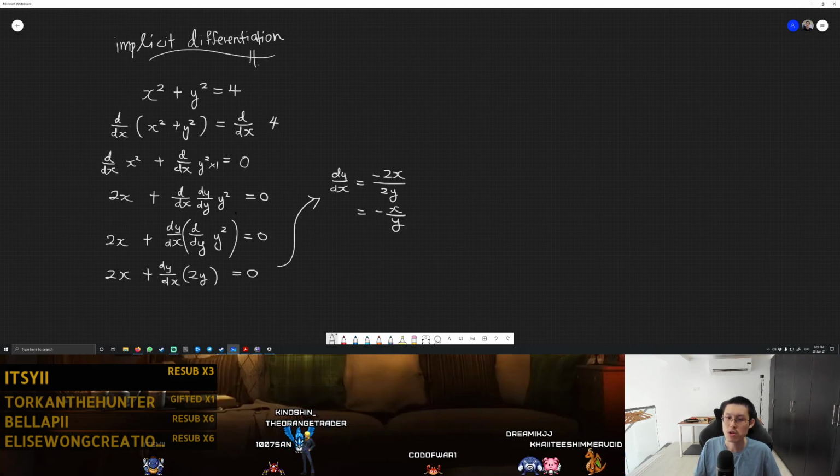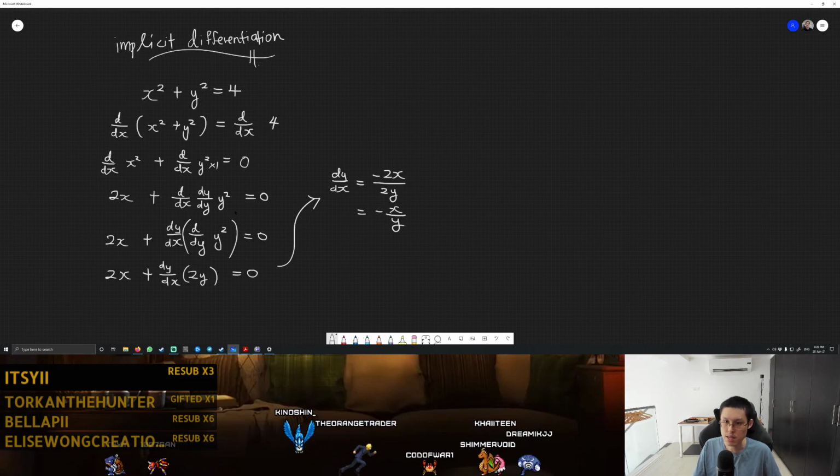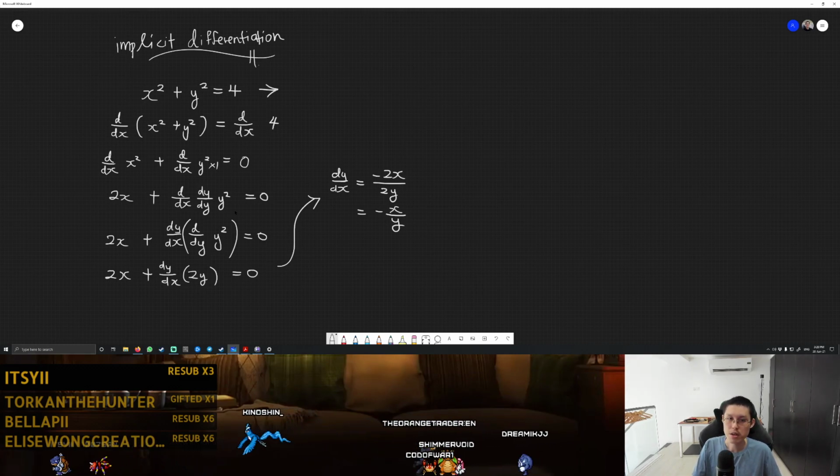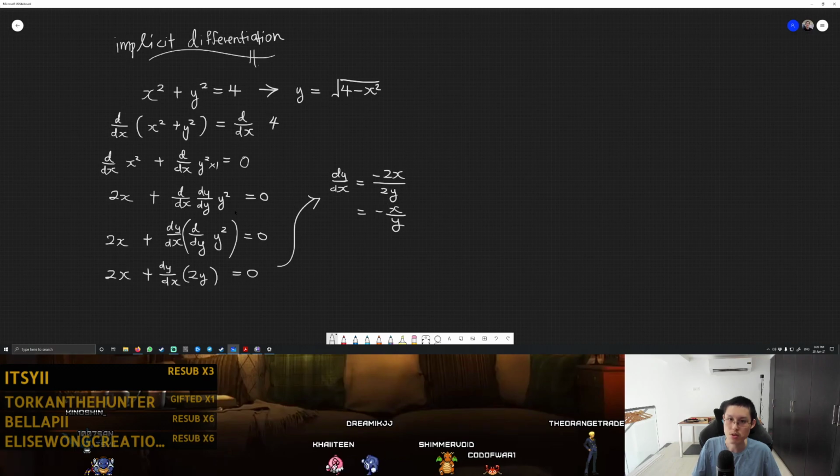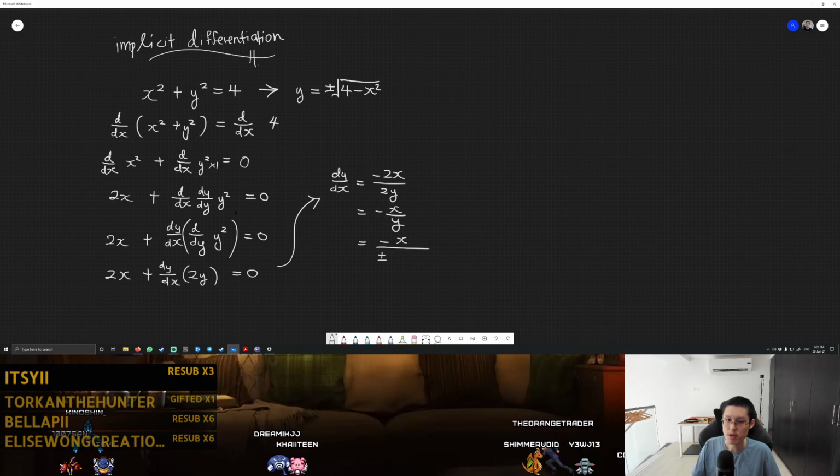Let's say you want to express everything in terms of x. You can actually do that by making y the subject here. So y is going to be equal to plus or minus the square root of 4 minus x squared, which means this would actually give you negative x over plus or minus the square root of 4 minus x squared.